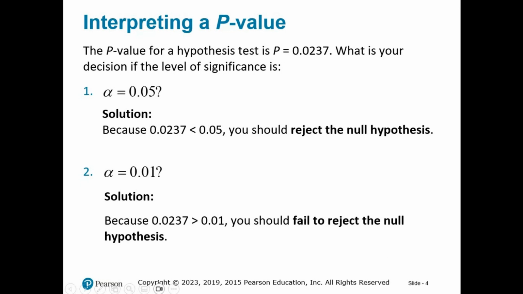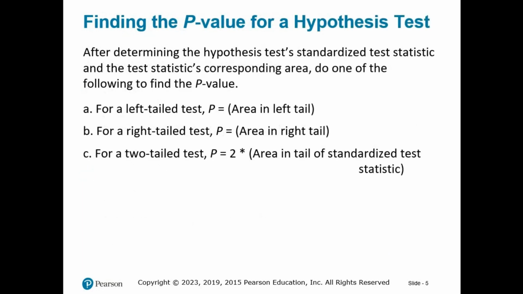Another thing we touched upon was the nature of the hypothesis test, which depended on the alternative hypothesis. After determining the hypothesis test's standardized test statistic and the test statistic's corresponding area, we did one of the following to find the p-value. For a left-tailed test, p equals area in the left tail.